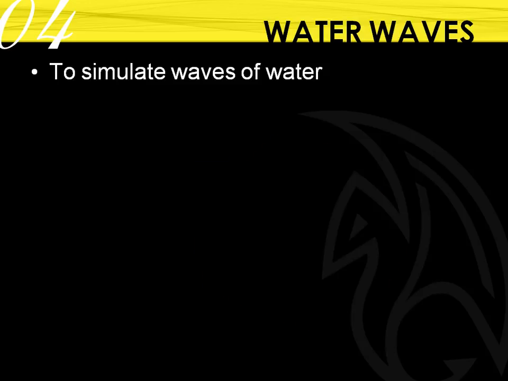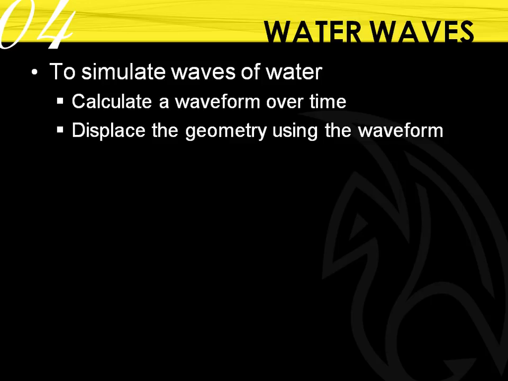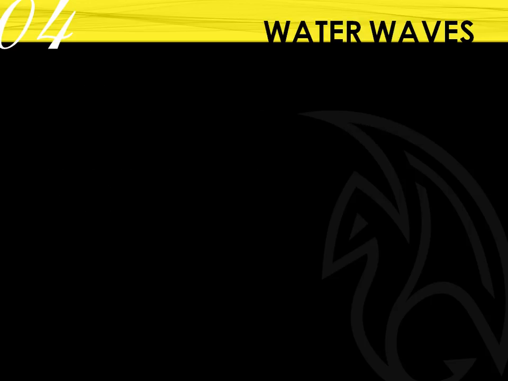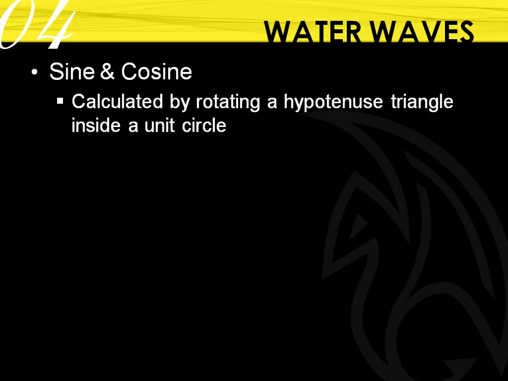To simulate waves of water, we need to calculate something called a waveform over time. And what we're going to do is displace the geometry, essentially that plane of water that you saw, using the waveform. The math formulas that we're going to need to know are sine and cosine, and I'll explain what both of those are. Essentially, sine and cosine are calculated by rotating a hypotenuse triangle around a unit circle.